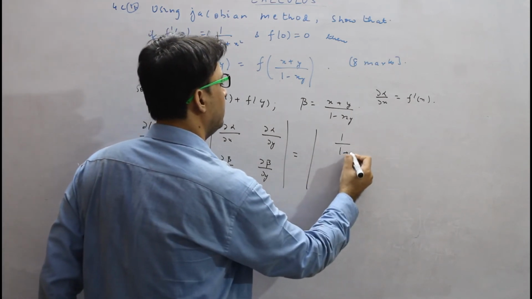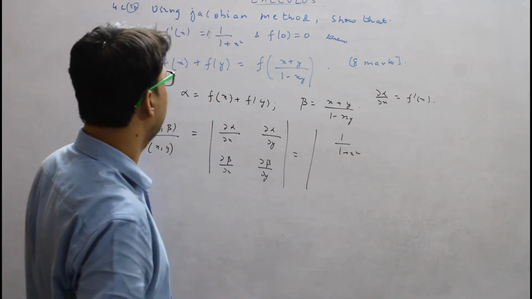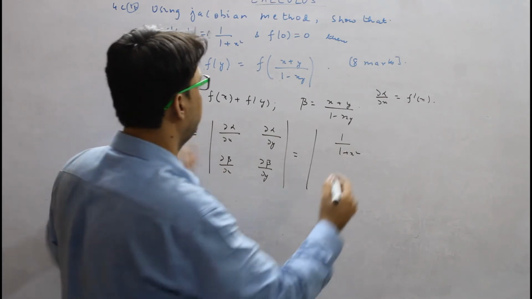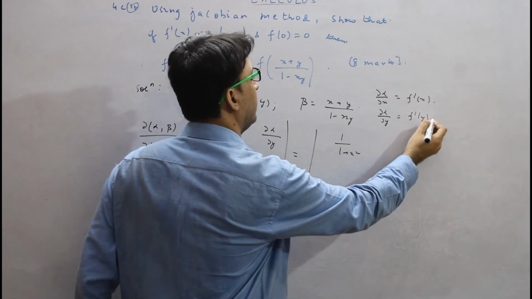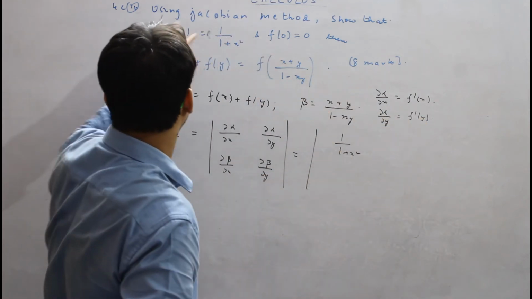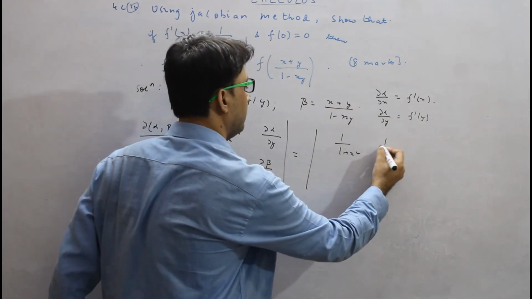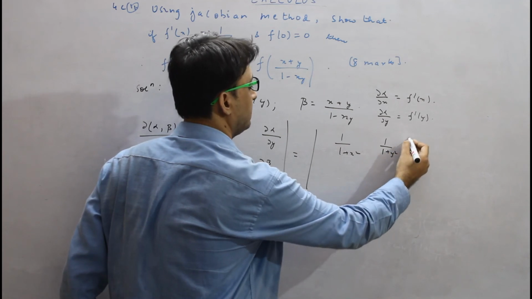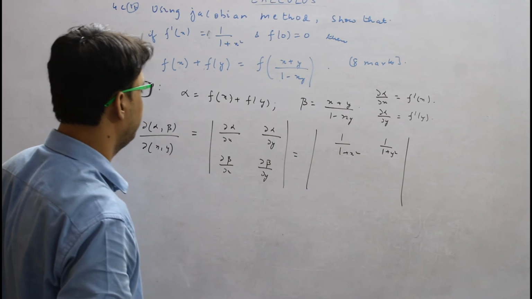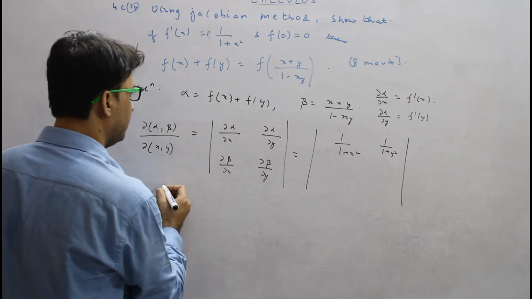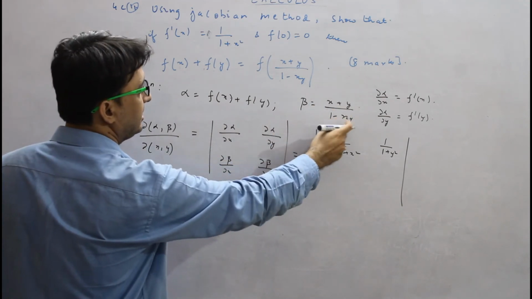1 by 1 plus x square. What is ∂alpha by ∂y? F dash y. Similarly, we can say that this is 1 by 1 plus y square. Now with regard to beta, beta is x plus y by 1 minus xy.